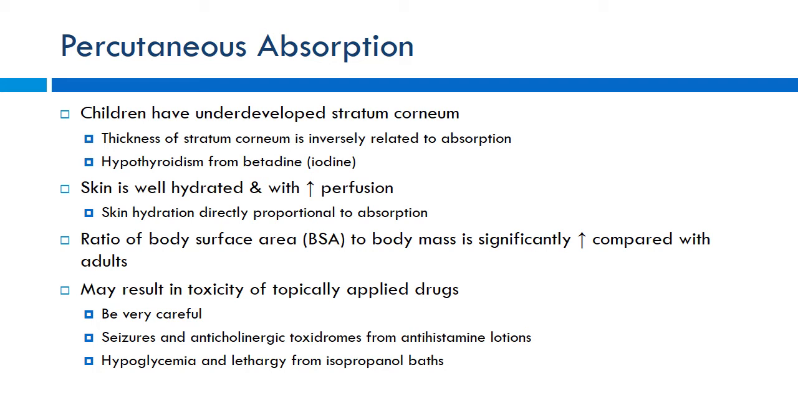So for example, if you were to give an antihistamine lotion on the skin, they can develop seizures and anticholinergic toxidromes from this. Patients who have been bathed with isopropyl alcohol or isopropanol have developed hypoglycemia and lethargy from this. So again, just assume that they are much more likely to absorb things from that transdermal route as compared to adult patients.